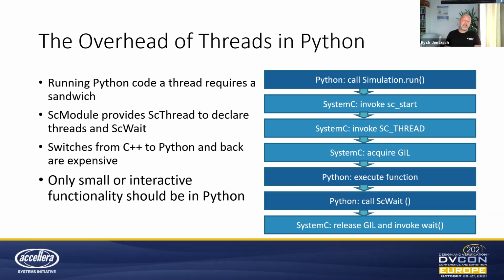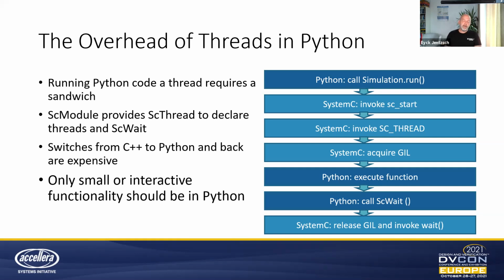And sc_wait then hands back into SystemC, where the global interpreter lock needs to be released, and then the SystemC core wait is going to be invoked, which means there's a lot of code being executed just for switching from SystemC to Python and back to SystemC to implement the simulation semantics.